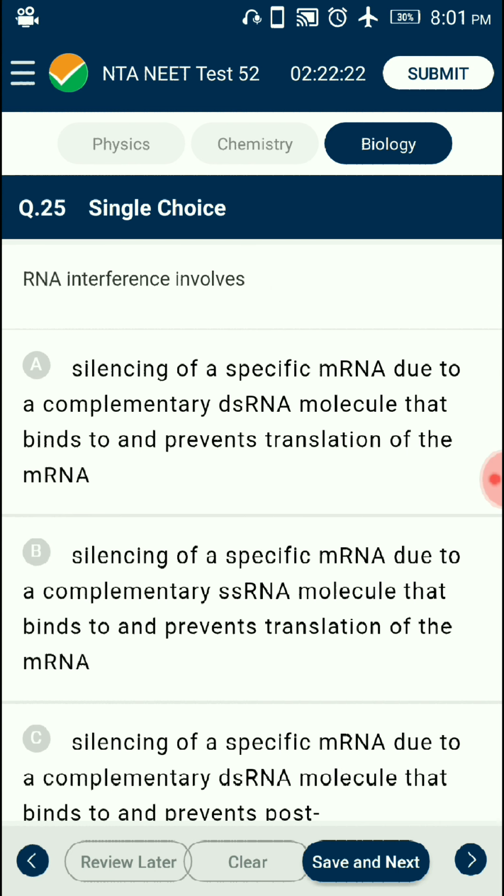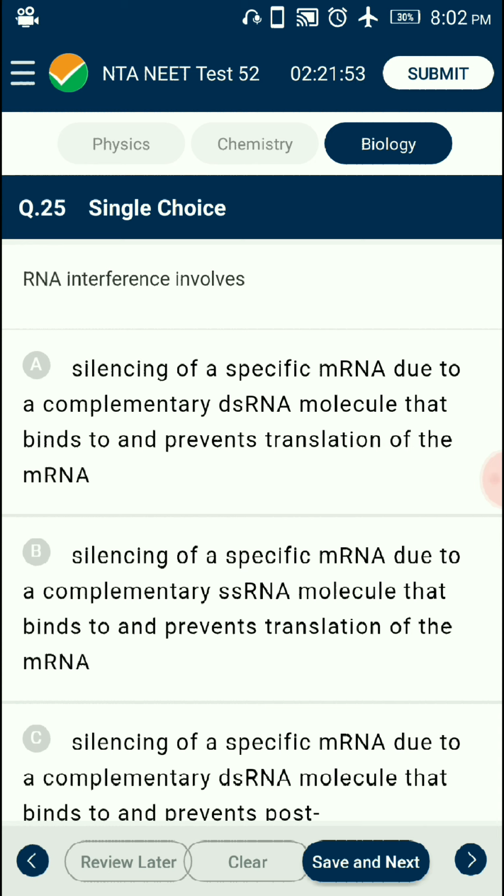Question number 25. RNA interference involves. RNA interference, generally called RNAi, takes place in all eukaryotic organisms as a method of cellular defense. This method involves the silencing of specific mRNA due to a complementary double-stranded RNA molecule that binds to and prevents translation of the mRNA.